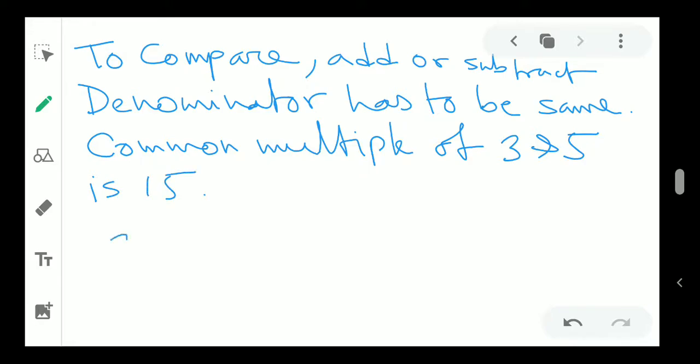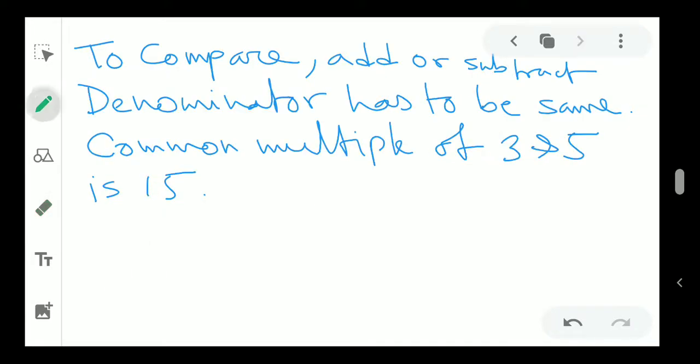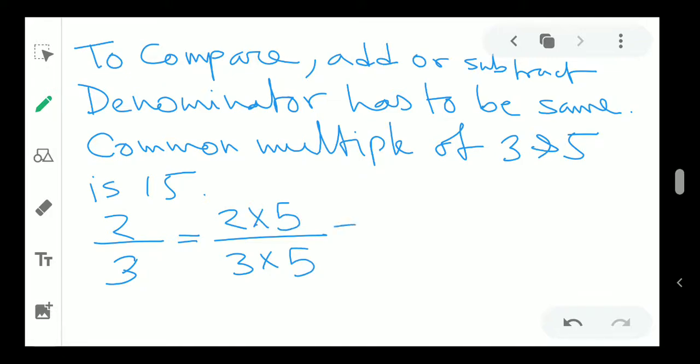So what I will do, I will convert this. I have 2 by 3 and 4 by 5. So for 2 by 3, I'll find an equivalent fraction where the denominator will be 15. I will multiply something so that the denominator becomes 15. I know that I have to multiply by 5 in order to make the denominator 15, but to make the fraction equivalent, the same number I have to multiply upside also. So I have a new fraction, 10 by 15, which is the same fraction as 2 by 3.